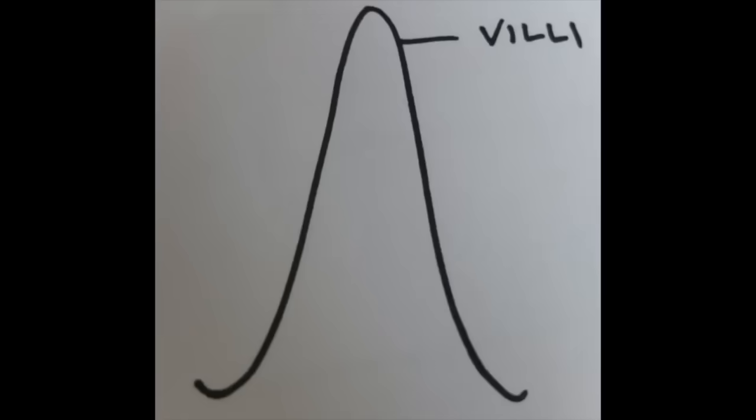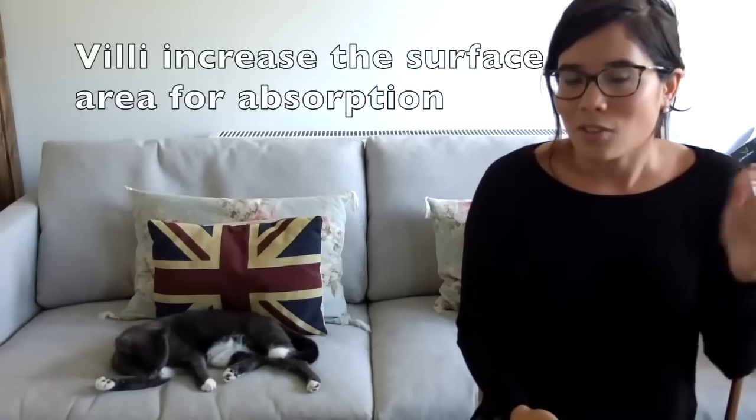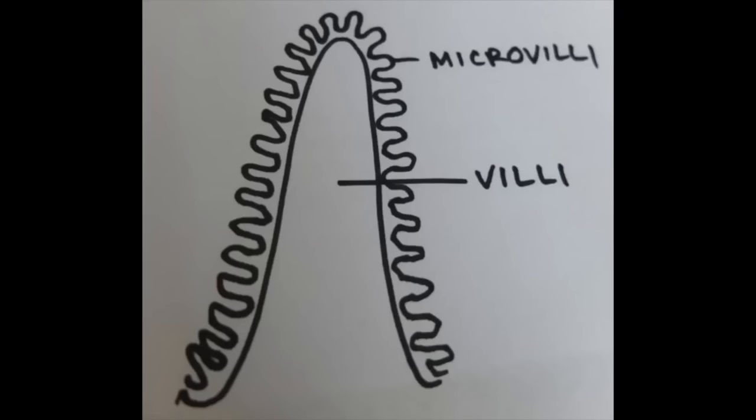The walls of the small intestine are very specially adapted for their function, and they have these things called villi, which are like projections, and what they do is they increase the surface area for absorption to make sure it happens much faster. And on top of each villi there are microvilli, and they increase the surface area even further to make sure as much food as possible is absorbed through the walls of the small intestine.